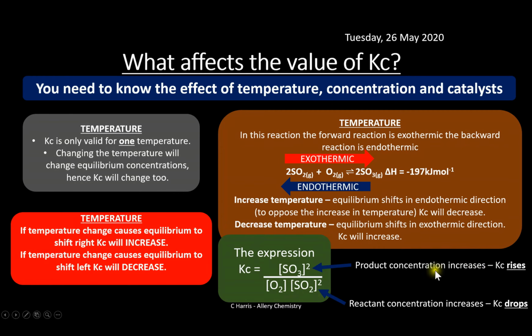Product concentration increases. So imagine it like a fraction. Okay, so remember it's like 1 over 2. So 1 over 2 is a half, isn't it? It's 0.5. So if we increase that top number to 2 over 2, okay, then 2 over 2 is a whole, that's a 1. So by increasing the top number, we actually increase the actual factor here.